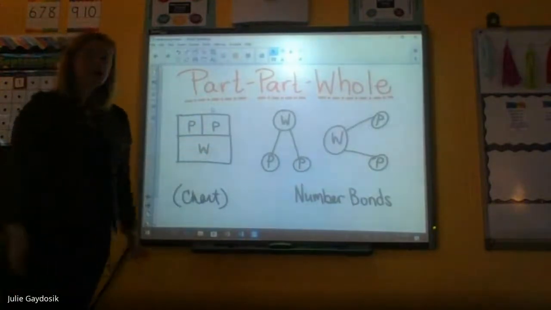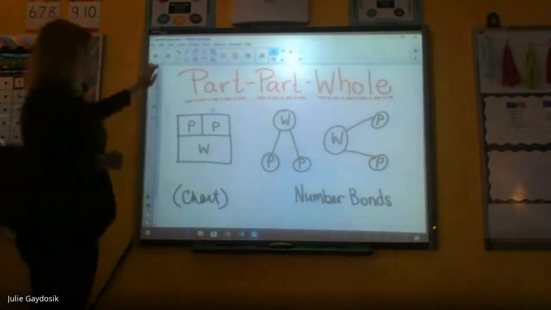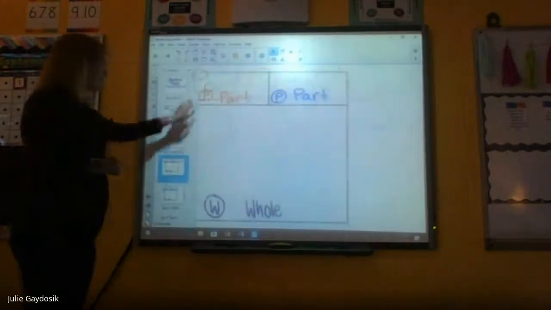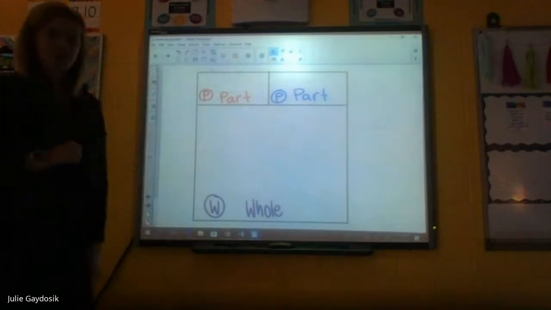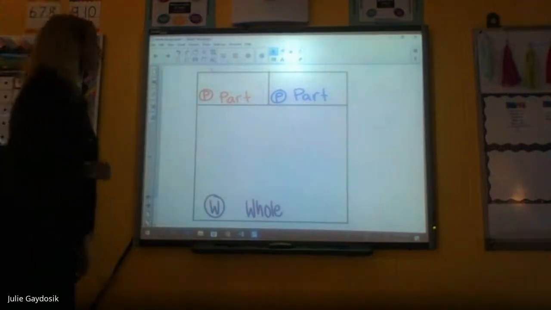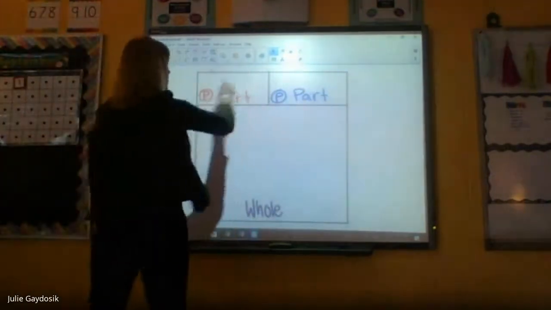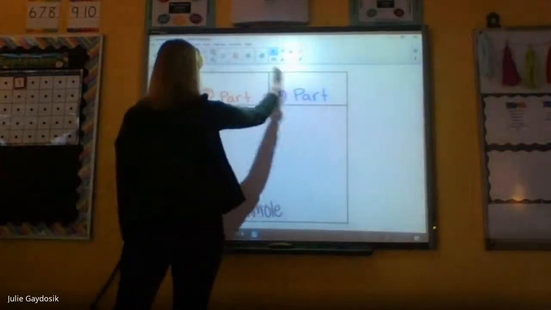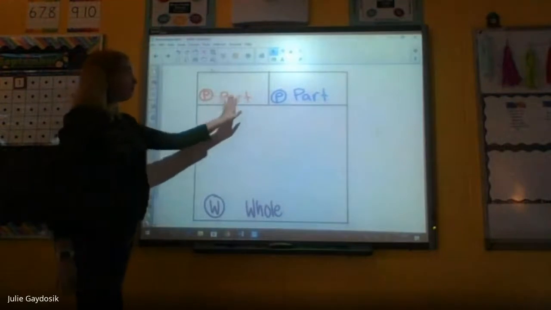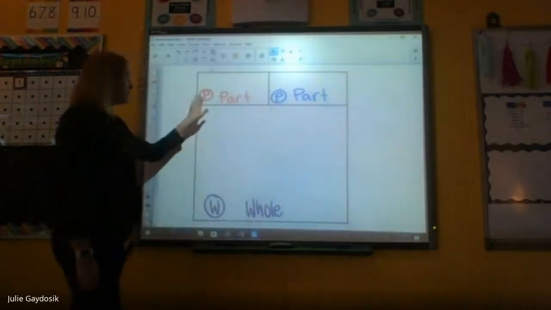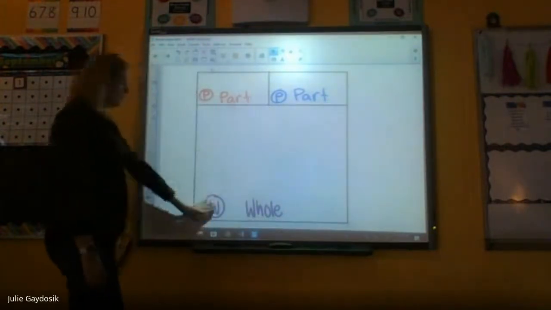So I want you to go ahead and get out your math notebooks and a pencil if you haven't already. And we are going to draw this chart on our notebooks together. So we're going to do this one together. Remember, you're going to draw a big rectangle, put a line across the top, and then a little line down the middle. And then I have the words written out, part, and whole, but you can always put P, P, and W as well.